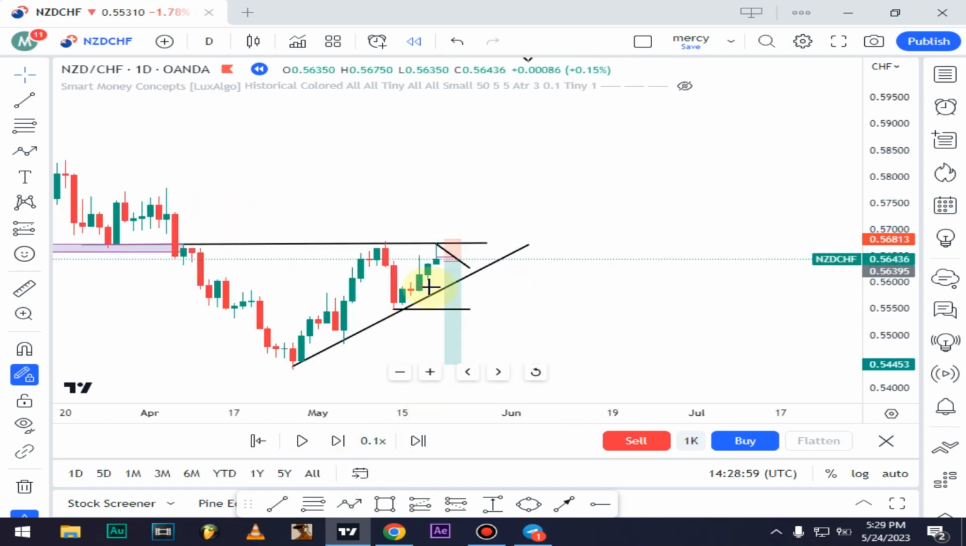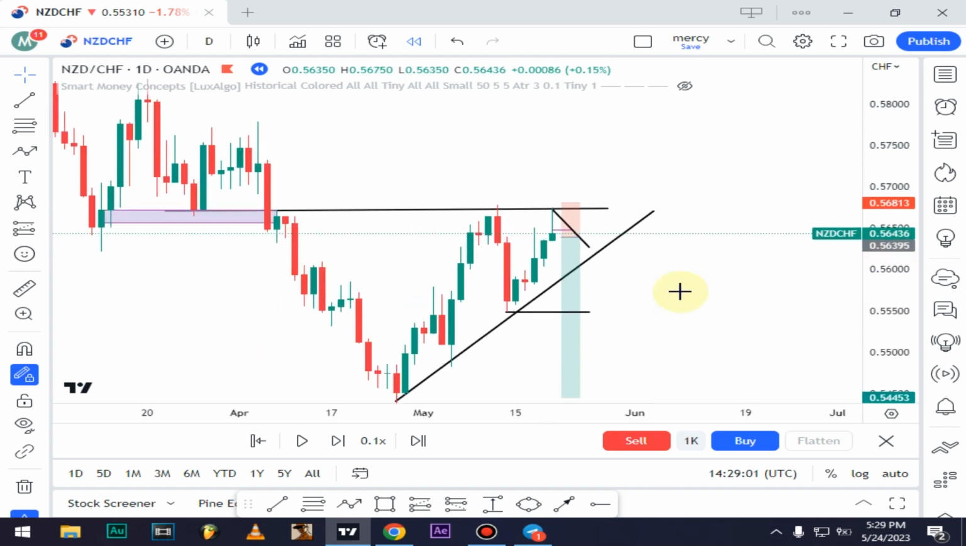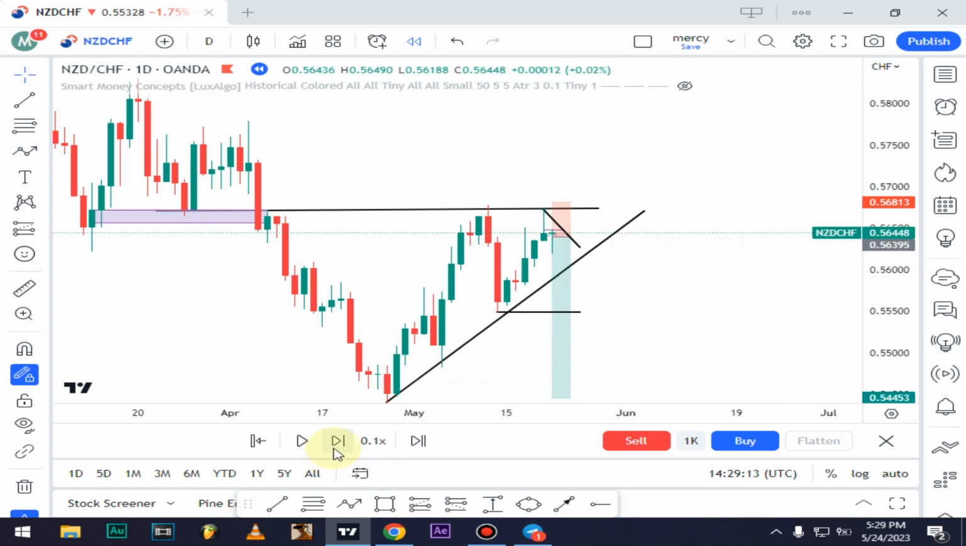So currently this is the daily. I can see that the previous candlestick has already been rejected. Okay, so let me just play it a little more. Just give me one. Okay, so that just happened.